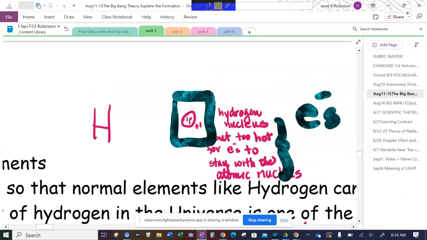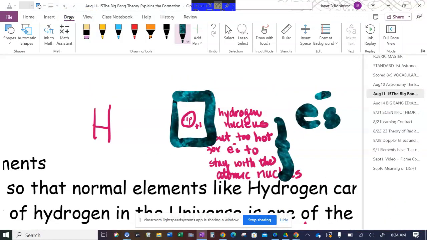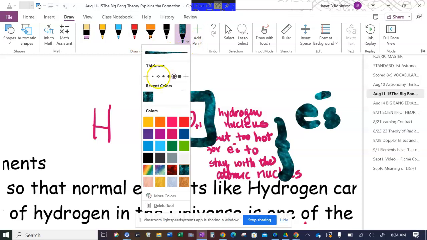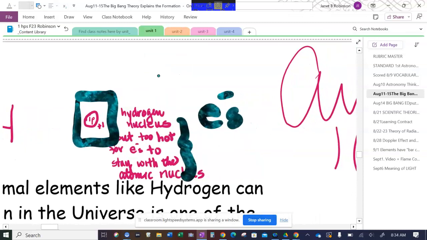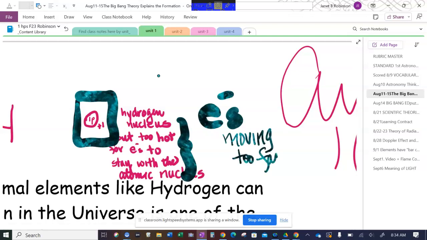Let me get a smaller drawing. Electrons moving too fast. They're too fast to stay there. So the atoms can't, the positive charge in the nucleus can't capture electrons going as fast as they are.